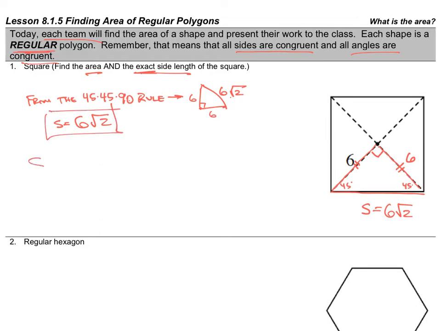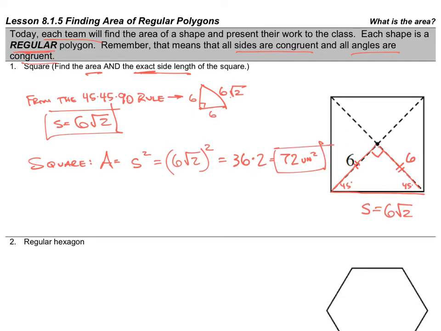Okay, so now we have to find the area for the square. The area of a square is side length squared. So that's going to be 6 times root 2 squared. Let's see, 6 squared is 36. Root 2 squared is 2. 36 times 2 is 72. So we're already done with the first one here. We got 72 square units for that square.